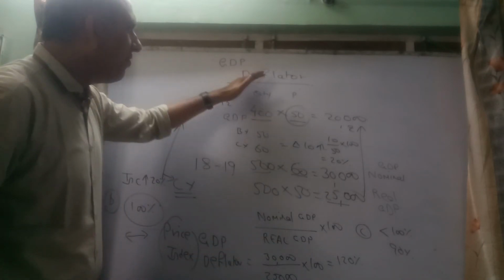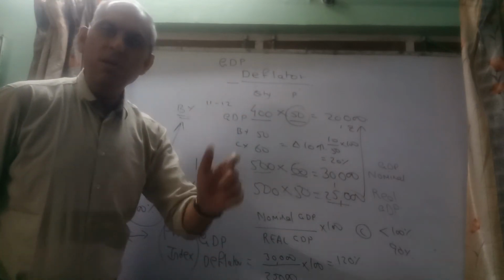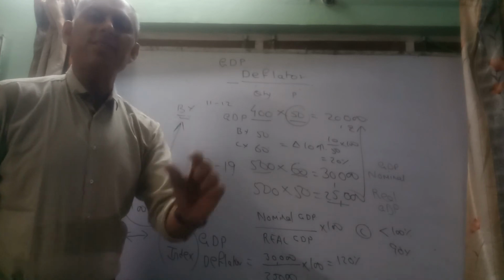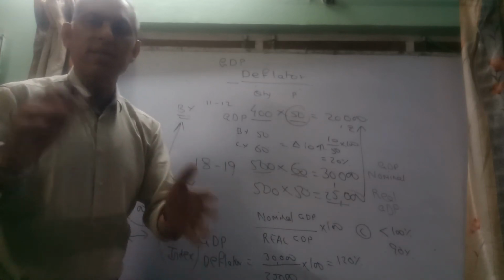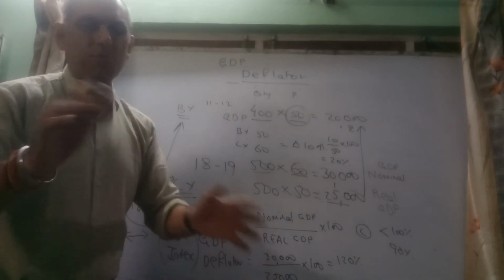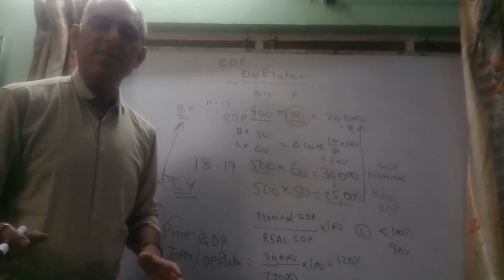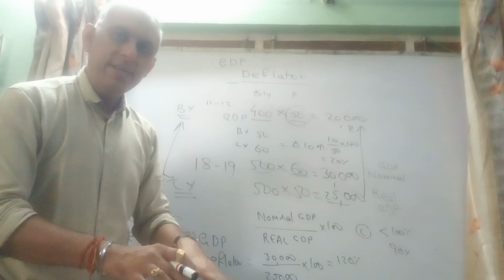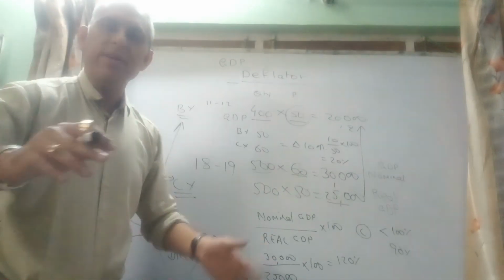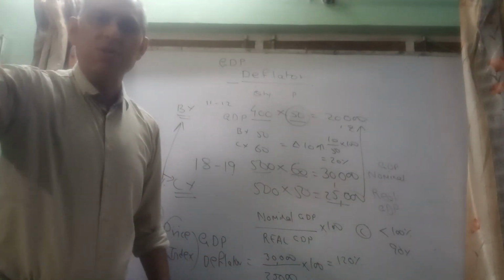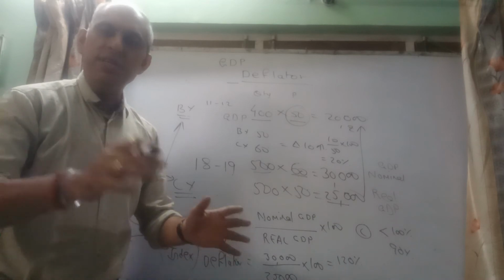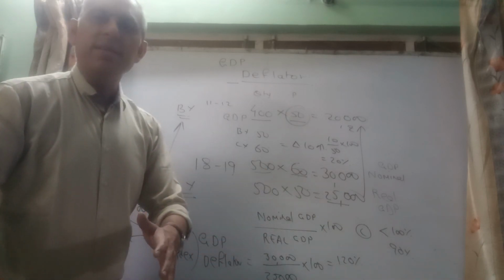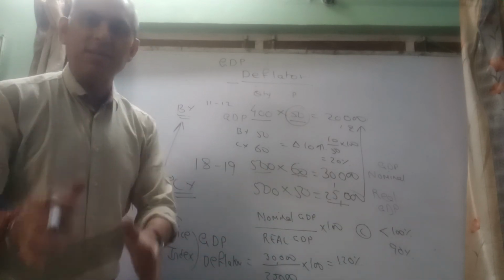So what is GDP deflator? It's a tool to measure the change in the prices. Another tool is consumer price index, but both of them are different. GDP deflator is related to only those goods which are produced in our country, and consumer price index can also include those goods which are produced outside. Am I clear? GDP has much more goods. Consumer price index has only a basket of goods.